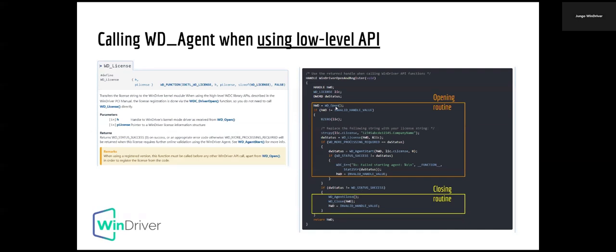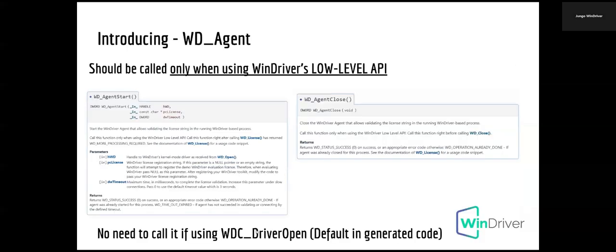By calling WD open and WD license, you have this opening routine and closing routine. If you are using WDC driver open, which is the default in WinDriver's latest versions, the WDC high-level function, you don't need to do anything, whether you're using an online license or offline license. However, if you are using an online license with a low-level API, you would need to add the agent start function and agent close function.